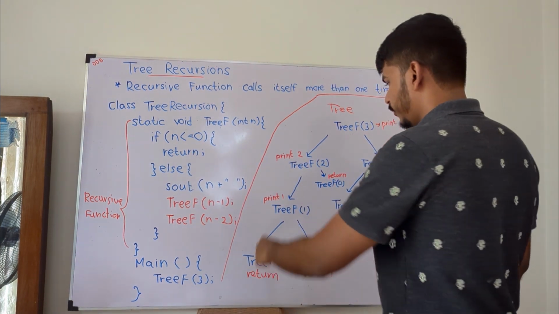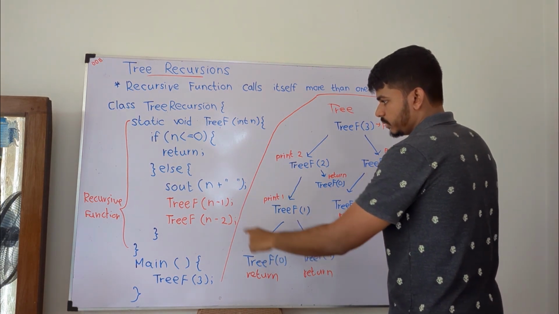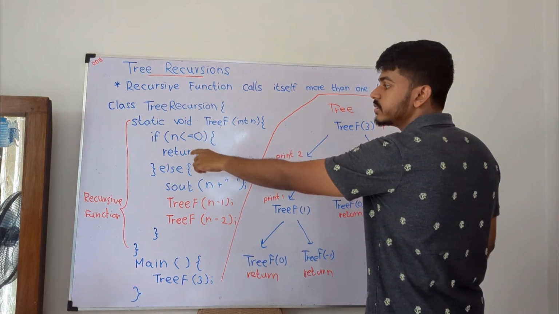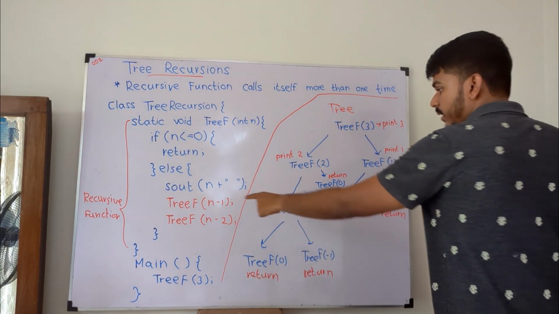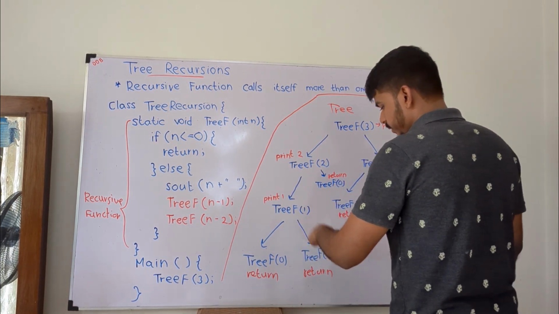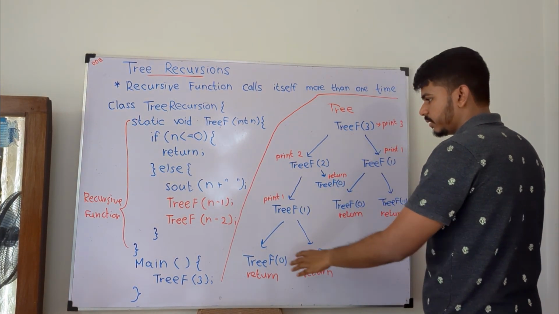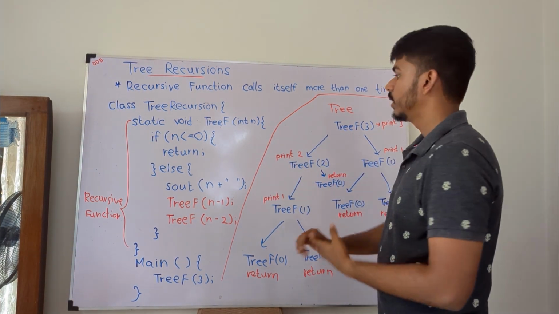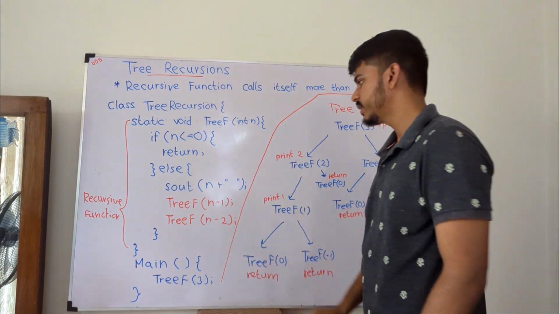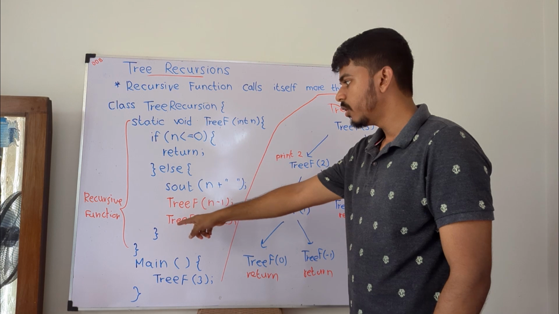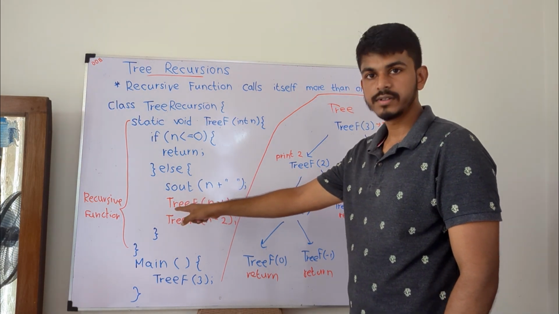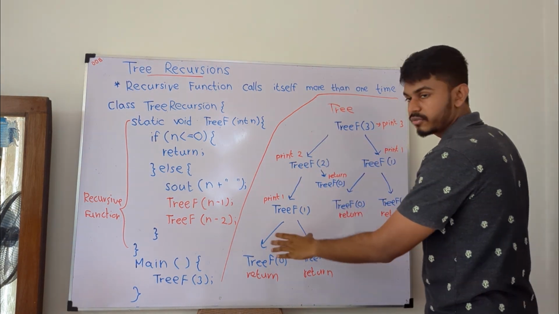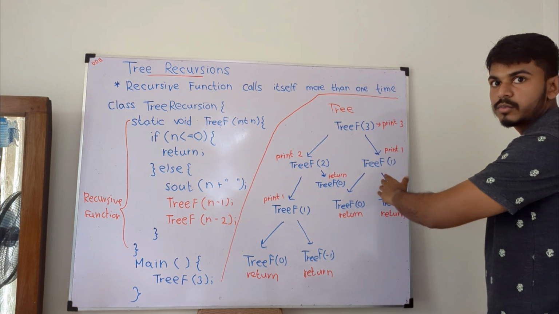Printing that one. After that, it's going to go to treeF(n-1, 0). 0 is less than or equal to 0, return. And after that, treeF(n-2), which is treeF(-1), is also less than 0, return. So here in this code we have to understand that the second recursive call always happens after the completion of the first recursive call. That's why it has completed the leftmost part first before going to the rightmost part.